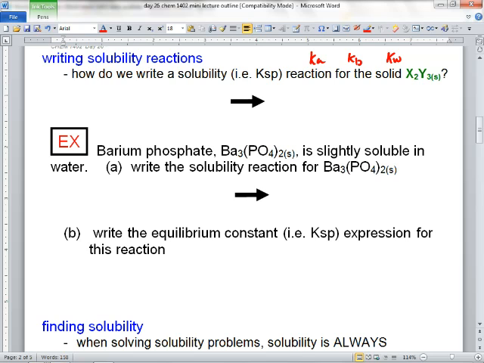So, how do you write a Ksp reaction, a solubility reaction? The solid is always a reactant or a product? The solid has to go on which side? The reactant. It's a solid breaking up into its ions. The solid is always on the reactant side. And we only have to do Ksp problems on ionic compounds. That's all the homework is. That's all we're going to do. But we want to write the Ksp reaction for that solid.